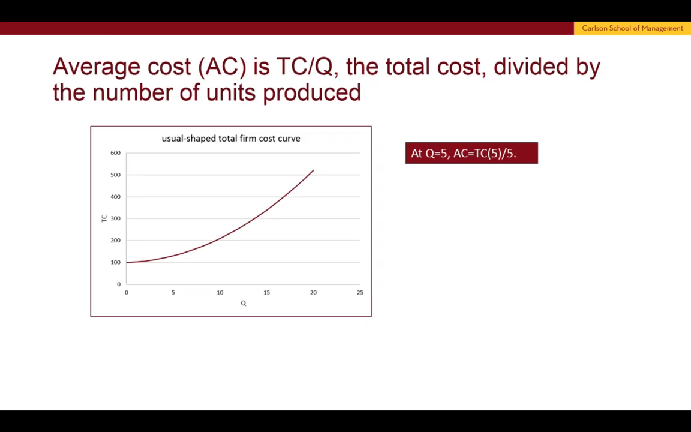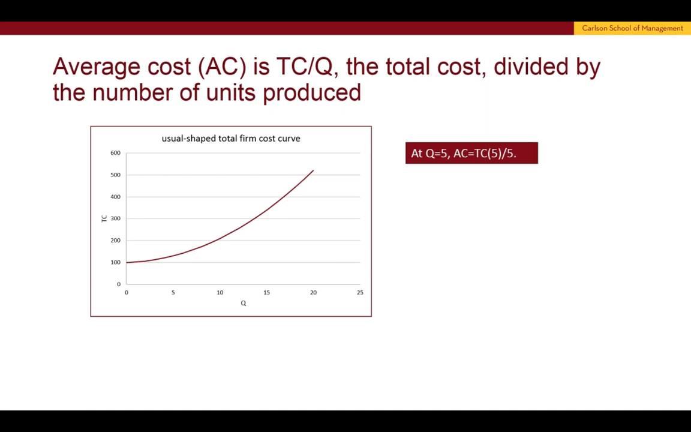Let's introduce another idea, the idea of average cost, which we call AC. Well, average cost is the total cost of producing Q units of output divided by Q, or in the words here, total cost divided by the number of units of output.